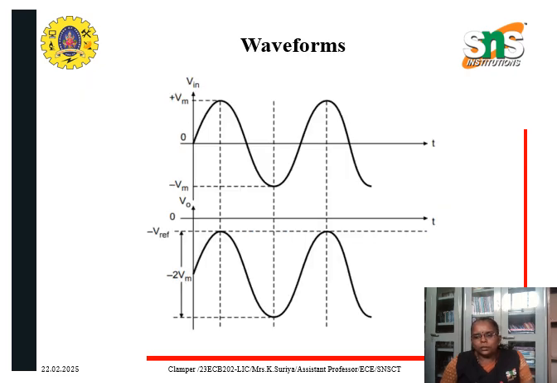So this is the output waveform for a negative clamper. Here the V reference value is a negative value, minus V reference. So the input signal gets shifted downwards up to the V reference value as shown here.